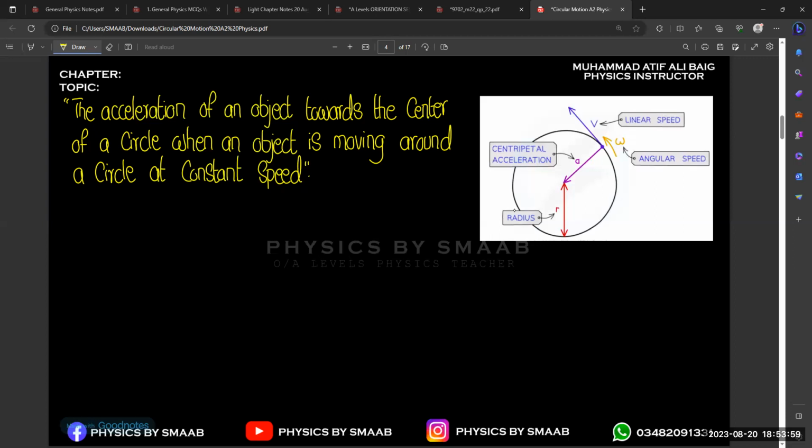And then we have a graphical or complete picture representation of angular speed with the linear speed, with the centripetal acceleration and the radius, right? So let's suppose we already write the formula for the centripetal acceleration, that is a_c equals v squared over r.